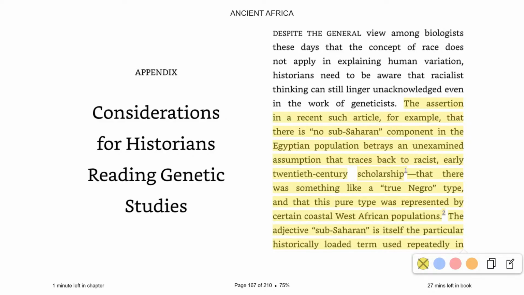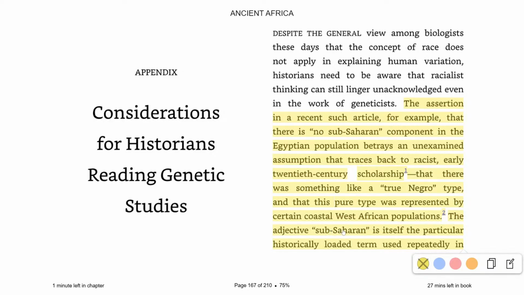When south of the Sahara, as far as my Bachelor of Science program, when we are looking into the south of the Sahara, also called sub-Saharan Africa, West Africa is not the only component or element of what makes a sub-Saharan African, if that's even scientifically possible, right? Now, let's continue. This historian says that this pure type was represented by certain coastal West African populations.